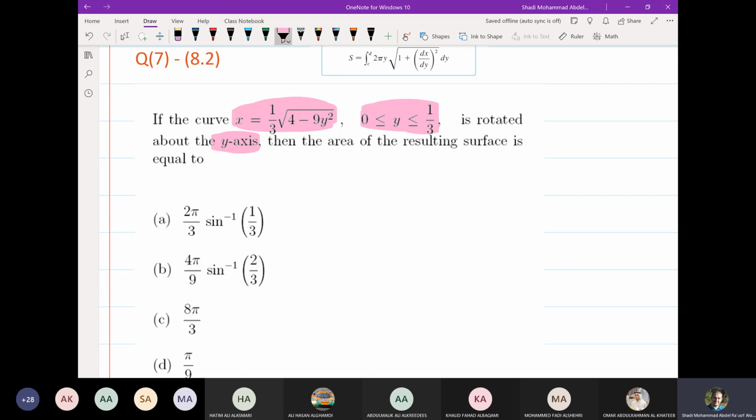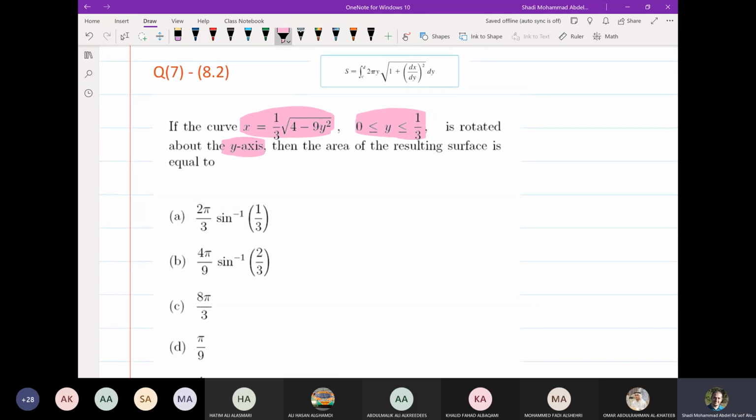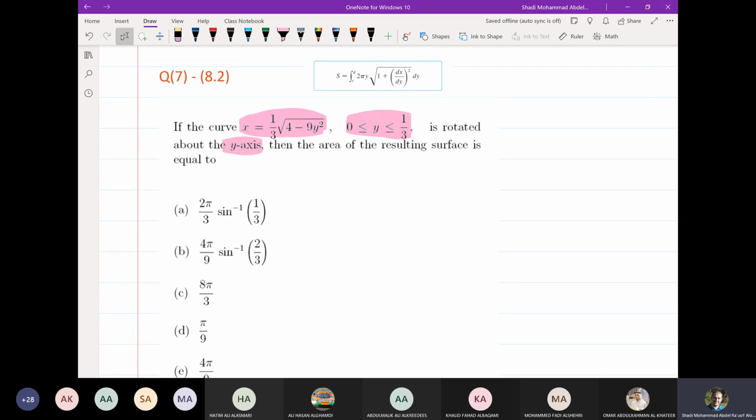Then the area of the surface of revolution is what? Of course this is the rule. If the revolution is about y, it will be dy. About the y-axis, the integral will be dy. About the x-axis or anything parallel to x, it will be dx. So yeah, solve this question.